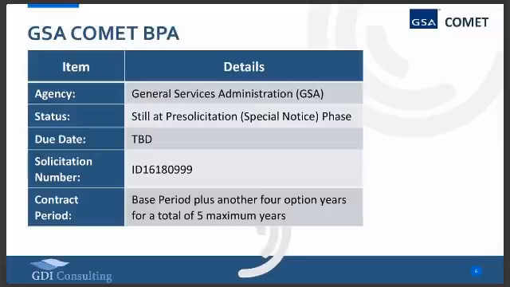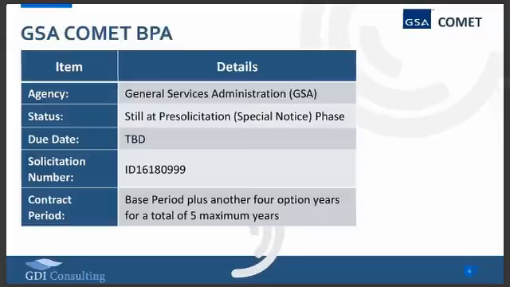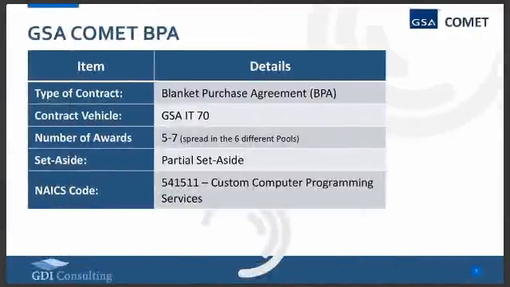This is the solicitation number, so if you do a search on it on the Federal Business Opportunities website, FBO, you can find it. The contract period is a 5-year project, base year, and then 4 option years, for a total of 5 maximum years. This will be a blanket purchase agreement type contract, and it will be under the GSA IT-70 contract vehicle. So you need to be on that contract vehicle to be able to actually submit for this. The number of awards is 5 to 7.